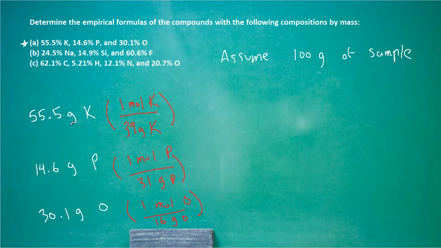Now, you'll notice that grams of potassium is in the numerator here and it's in the denominator in the next term, so that allows us to cancel the grams of potassium. Similarly, we can cancel grams of phosphorus and grams of oxygen. And if you take out your calculator, you can go ahead and calculate the number of moles of each element. And you should have obtained the following numbers.